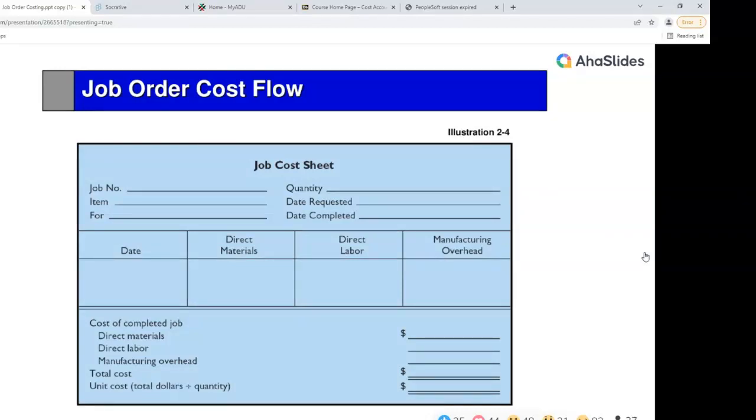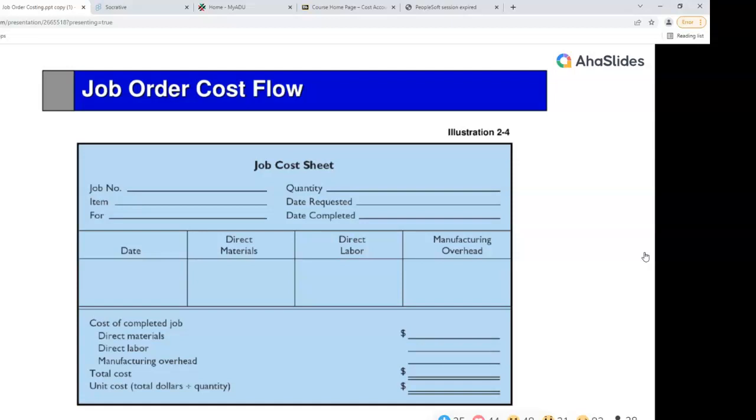So, job number 101. Item, desk for Abu Dhabi University. Number 1 could be item, desk for Abu Dhabi University, quantity 1,000. It's still the same job. Okay? For Abu Dhabi University, date started, requested as soon as possible.